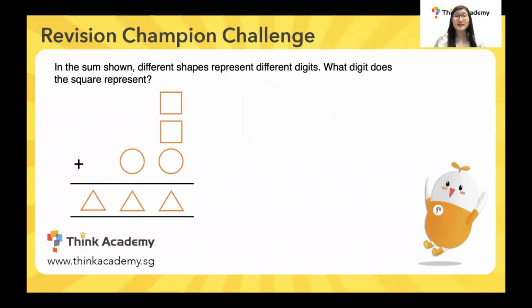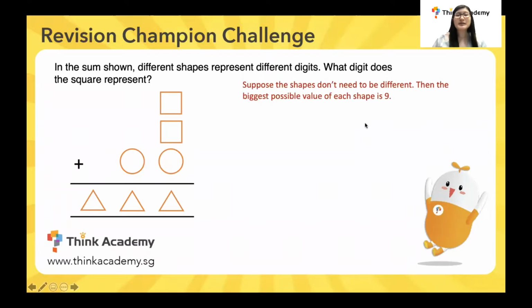Question 1. In the sum shown below, different shapes represent different digits. What digit does the square represent? First of all, let's say what happens if the shapes don't need to be different. Then the biggest possible value of each of these shapes will be 9, right? So let's take the biggest possible value of the circle, which is 99, and also the biggest possible value of the square, which is 9. And so adding them up gives us the biggest possible sum of 99 plus 9 plus 9, which is 117.